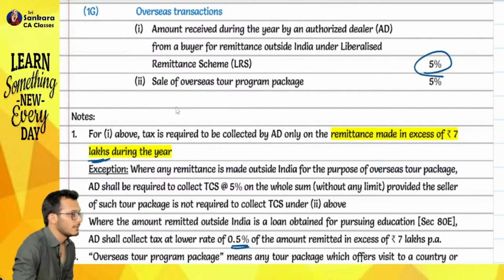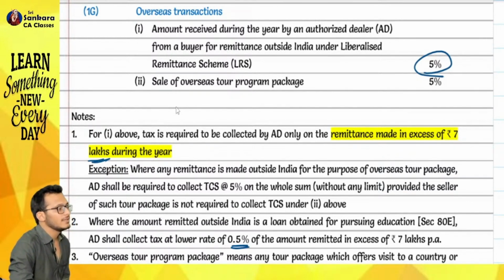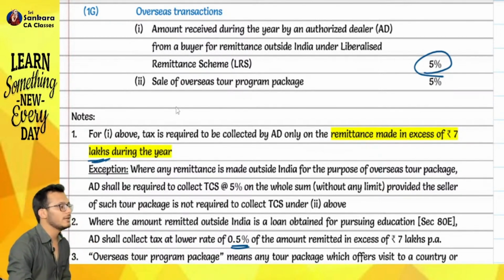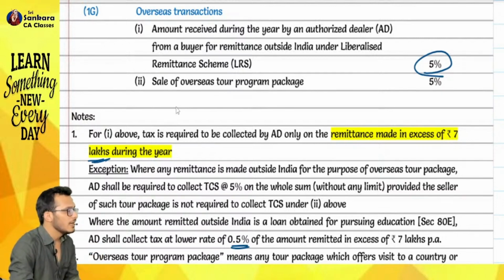Rate is 0.5. So they're saying that if you're sending this money outside India, tell me what the purpose is. If the purpose is education, it is 0.5. If it is for any purpose other than education, it is 5.